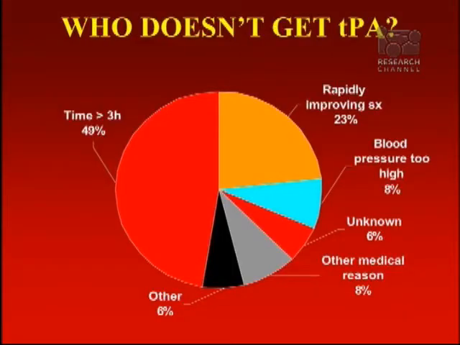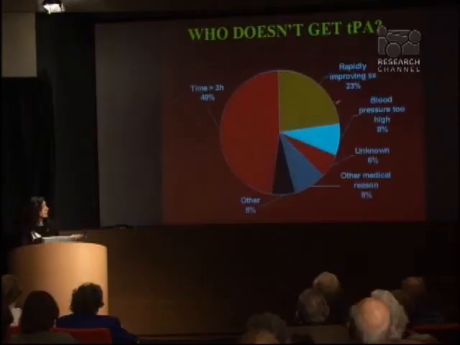So who doesn't get TPA? Well, if your symptoms are getting better, then maybe the risk-benefit ratio is a little bit offset, and maybe we'd watch you before we give you the TPA. Like we said, some people who have blood pressure that's too high, they might not get it. If you have other medical reasons like a brain tumor or something like that, you also might not be eligible.